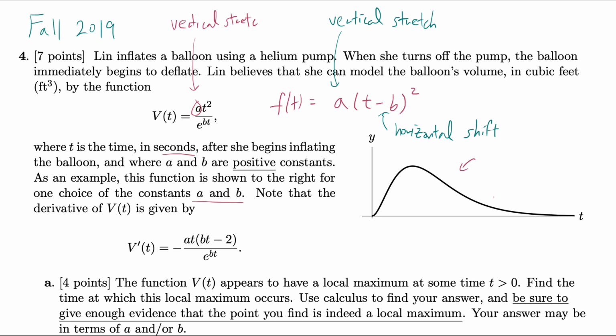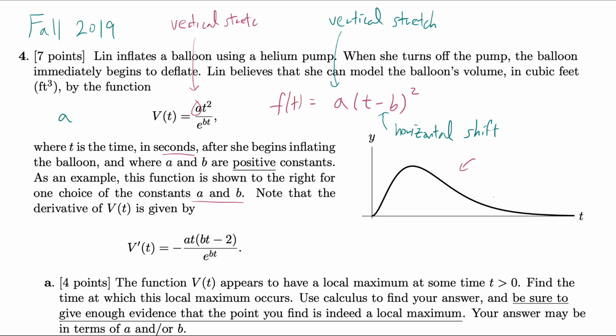And now the fact that a and b are positive constants makes a lot of sense, right? Because, for example, if a happened to be 0, then V of t, this entire thing, just becomes 0. So you'd get a graph that looks something like this. It's always at the y-axis. And that's certainly not going to model a balloon that's inflating then deflating. So you don't want a to be 0.